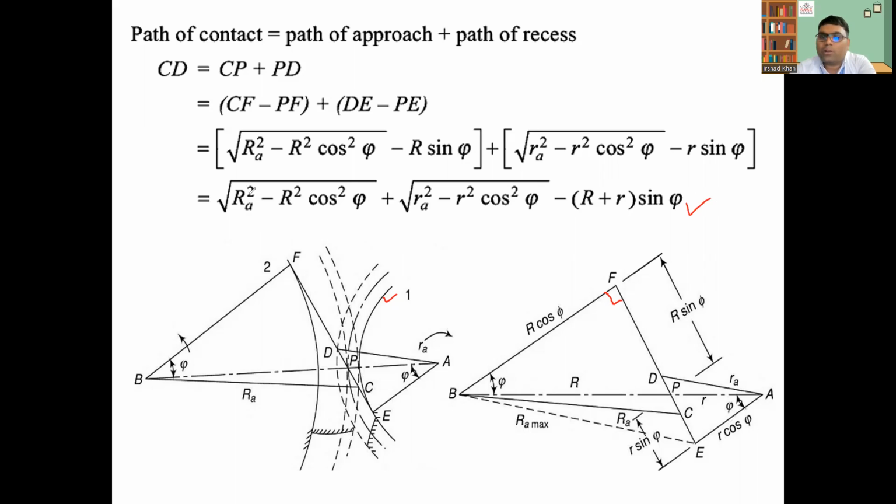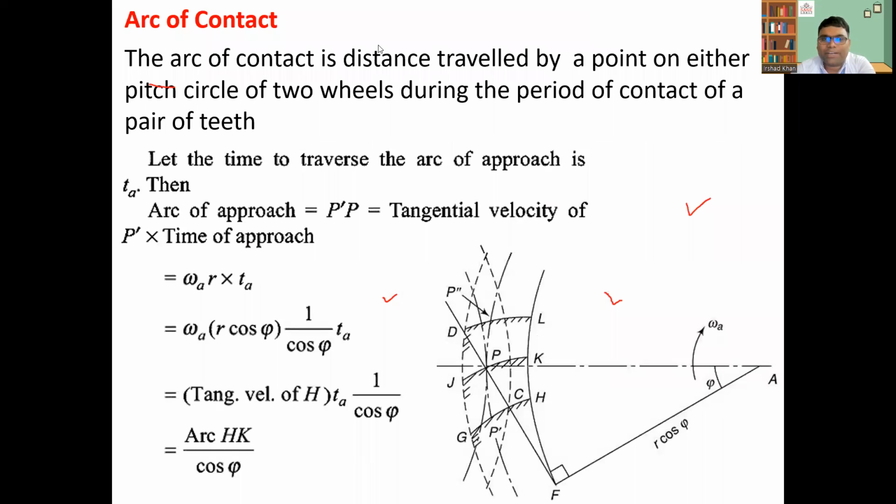If we know all the parameters present in this equation, with the help of this we can calculate the path of contact. Hope you got that concept. So let's discuss arc of contact.